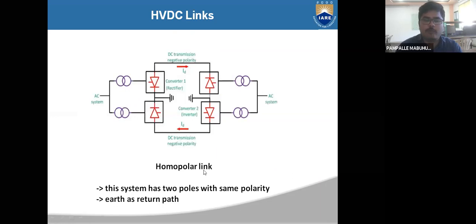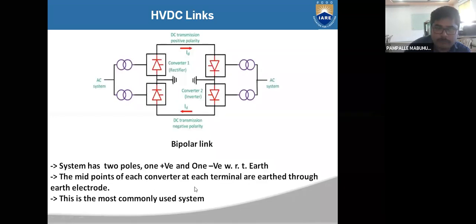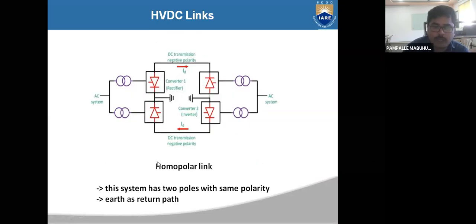Another link is the homopolar link. In a bipolar link, you have two poles, one positive and one negative. In the homopolar link, the system is similar to the bipolar system, but here you use two poles with the same polarity, generally negative. If you observe the two transmission lines here, these two poles are of the same polarity, negative polarity. Because of that, it is called a homopolar link, and the return path will generally be the earth.